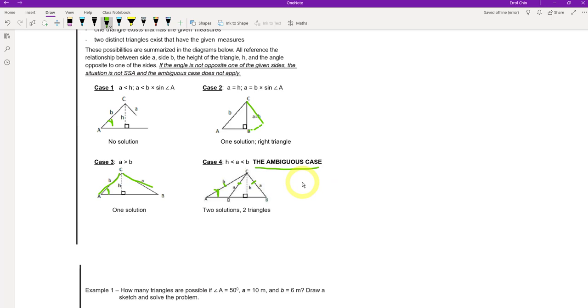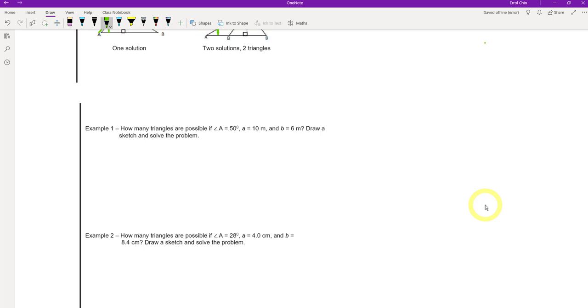Okay? So if all that makes sense, you might have to watch this video a couple of times, but if all that makes sense, we're going to move on to our first example. All right? So it says here, how many triangles are possible given an angle A, first side, second side? So here's your SSA. So I always draw it like this. Okay? So this is going to be my angle A, and this is going to be 50 degrees.